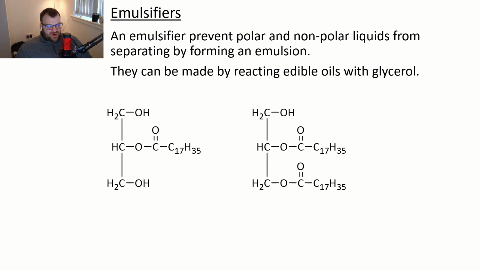Next we come to emulsifiers. Emulsifiers prevent polar and non-polar liquids from separating, and they form again an emulsion. And they are made by reacting edible oils with glycerol. For example, when making a cake batter, if you have not got the right levels of emulsifier, those 2 layers will separate out and you end up with a batter or a mixture that has split. You might have seen that on things like the Bake Off and stuff like that as well.